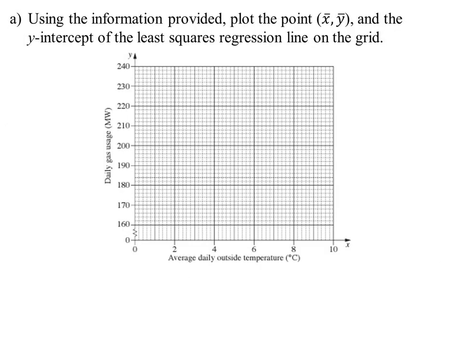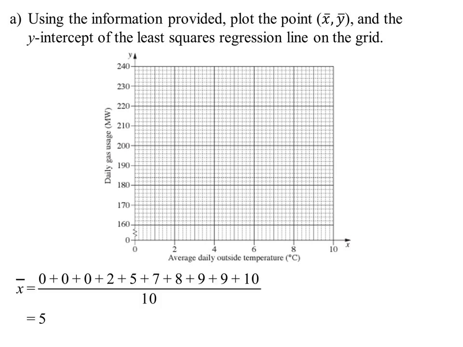Using the information, plot the average on this grid. They gave them a grid. Let's work out the average. They gave us all those temperatures. There was 10 of them, so we know 5 for X bar. Now Y bar, where did I get that from? Oh, that's right, they told us there was a total amount of gas usage over the 10 days was 1,840. So I simply have to plot the point 5, 184.